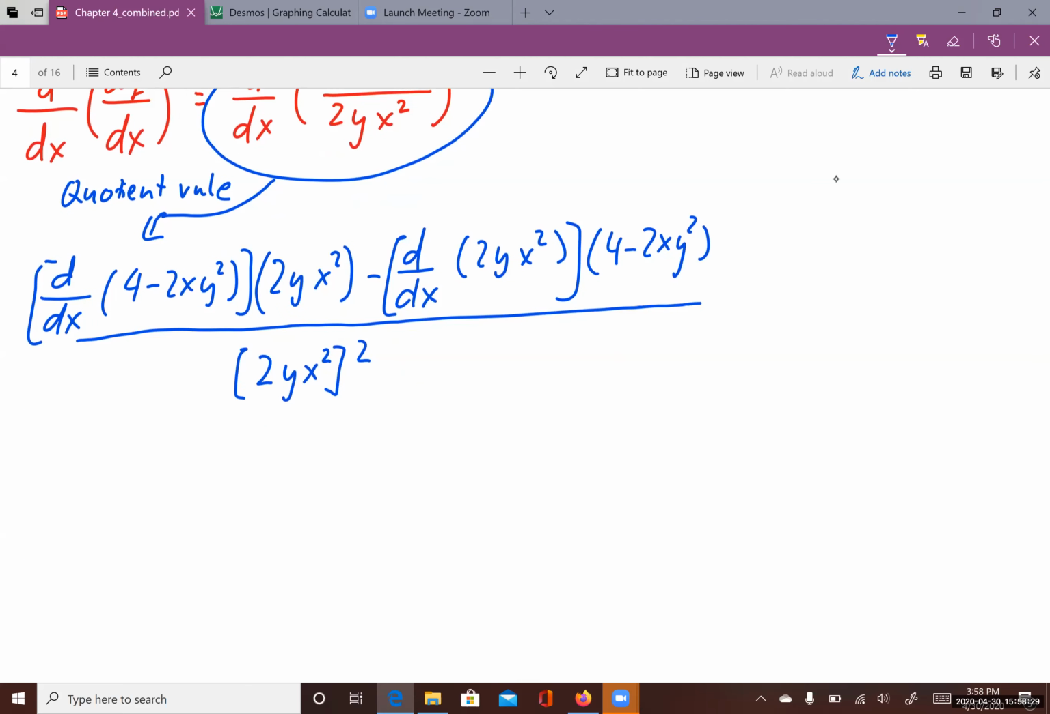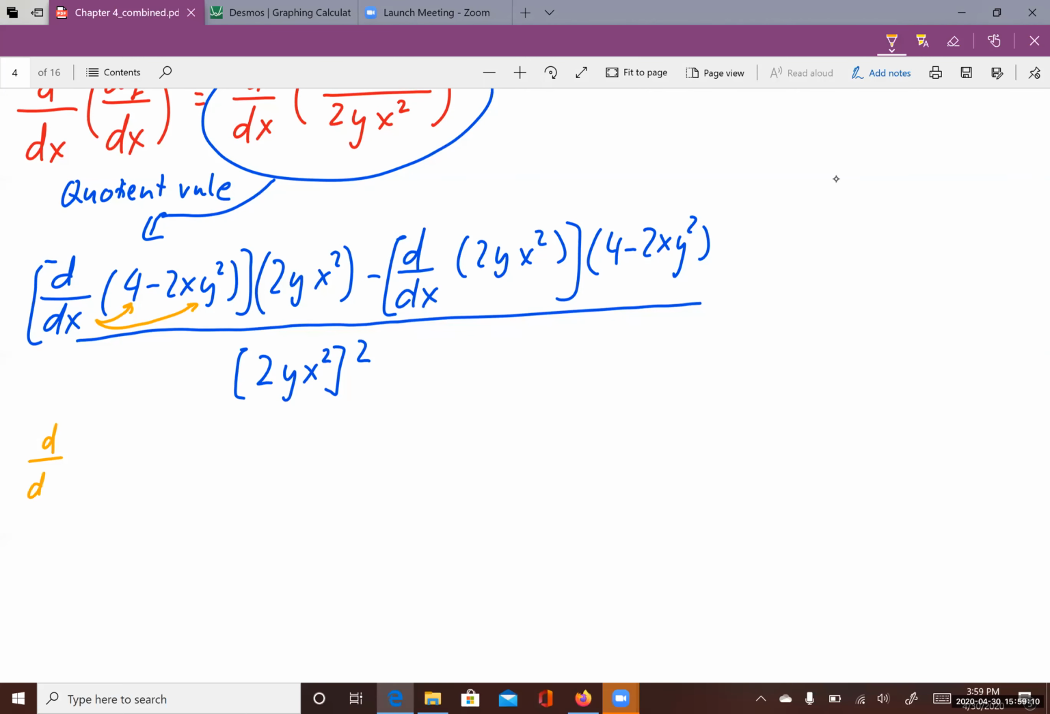And then one more time, right? I'm gonna use different rules to find this derivative and to find this derivative. So you find the derivative of 4 and you find the derivative of 2xy squared. And the derivative of 4 is, of course, 0. And the derivative of negative 2xy squared is a product, so you have to use the product rule. So let's do this piece by piece, and then we're gonna plug everything in together later.